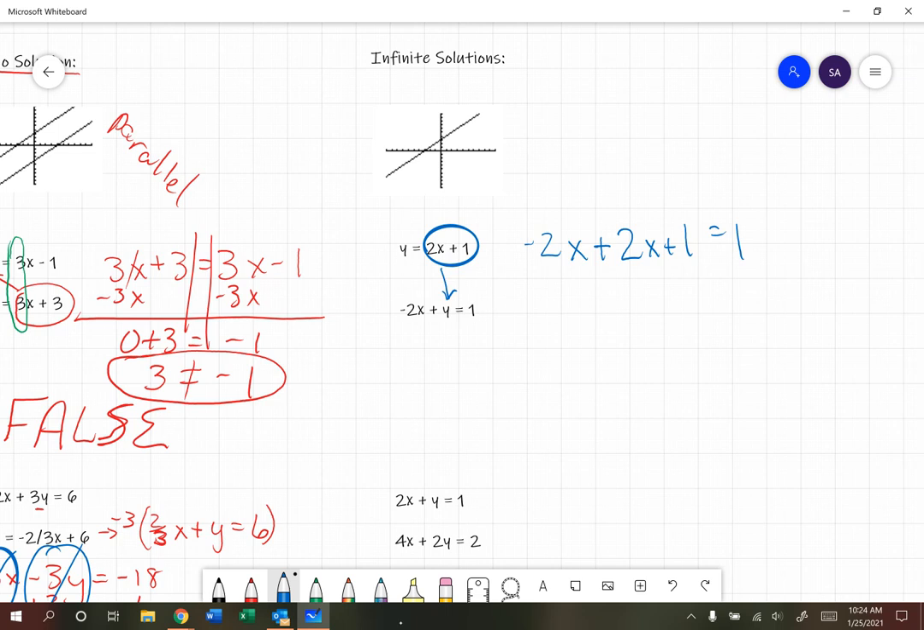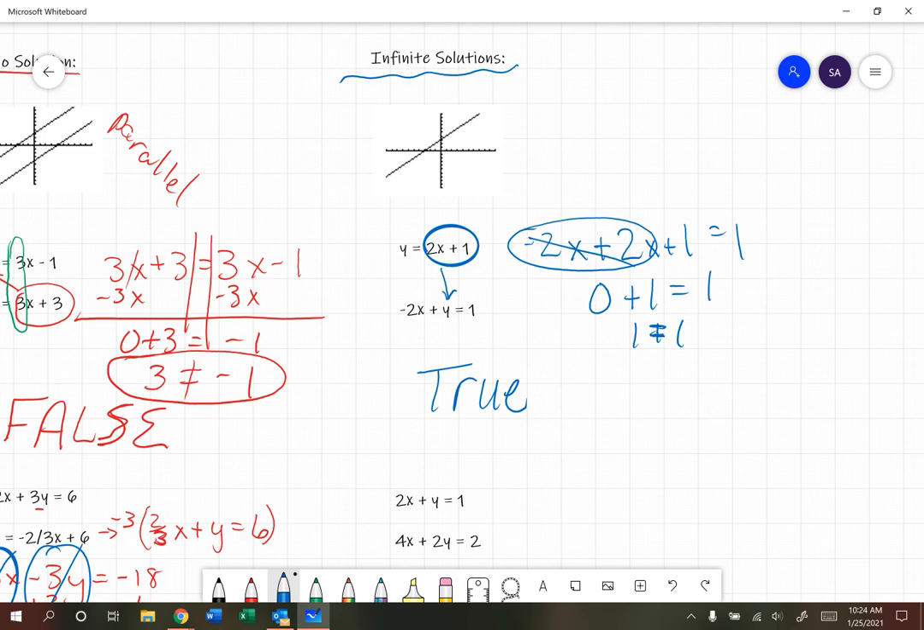Well, right here, I can see that 2x minus 2x, if I combine like terms, those cancel each other out, plus 1. So I have 1 plus 1. 1 equals 1. So that is a true statement. So we have an infinite number of solutions.